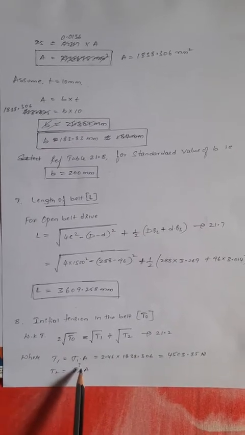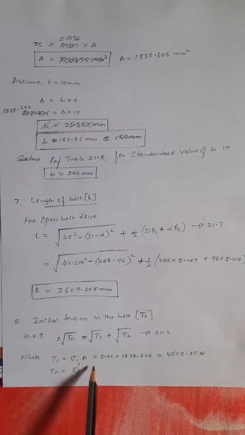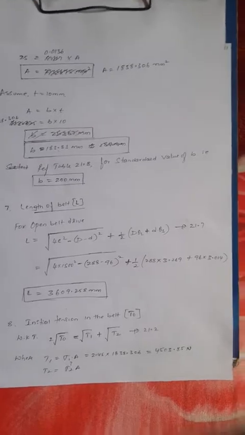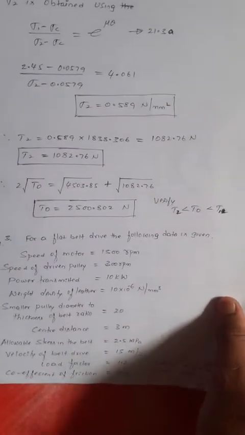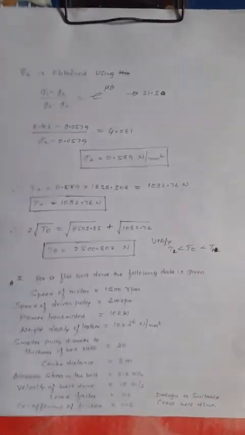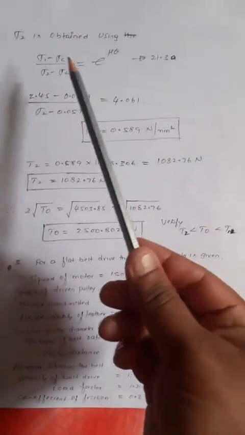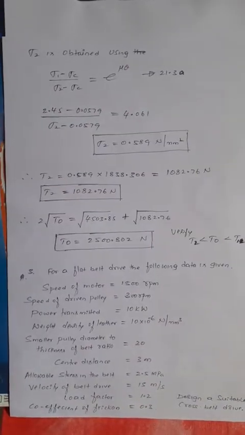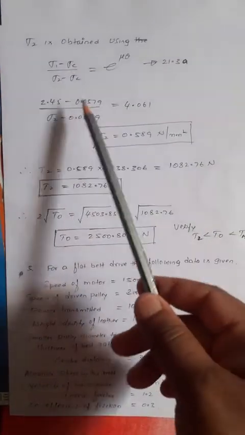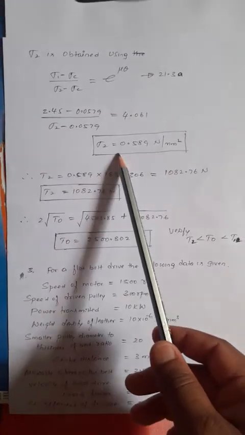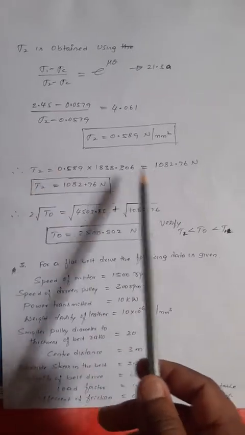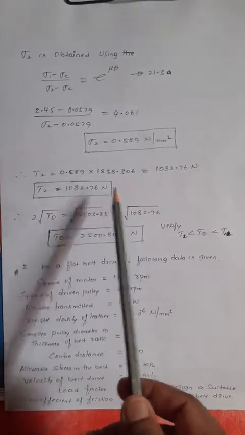Sigma 2 is unknown. How do you calculate sigma 2? T2 is equal to sigma 2 into A, and sigma 2 is also unknown. Then how do you get sigma 2? Sigma 2 is obtained from equation 21.38, that is sigma 1 minus sigma c divided by sigma 2 minus sigma c is equal to e to the power of mu theta. From this equation calculate sigma 2. Then substitute the sigma 2 value in the T2 equation.